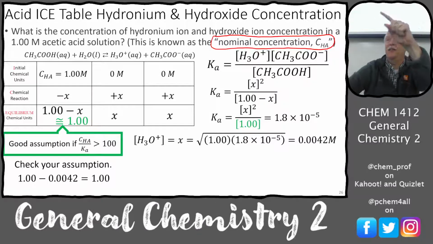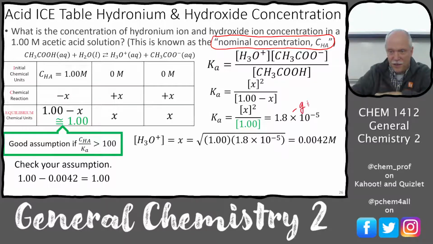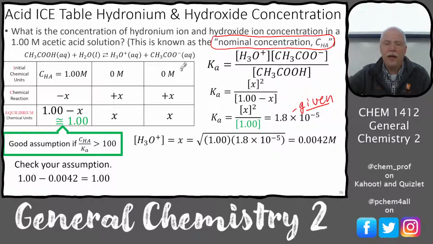I just gave that to you. Yeah, so this was given. It should have been written in the problem up here, but it wasn't. Okay. If it wasn't in the problem, let's say you just came across this and you wanted to do this on your own, you'd have to look it up. And so you'd have to go on the internet and say, what's the acid dissociation constant for acetic acid? And you'll find it.